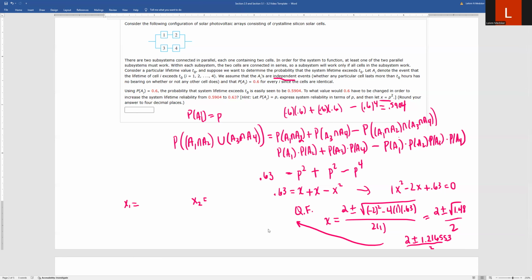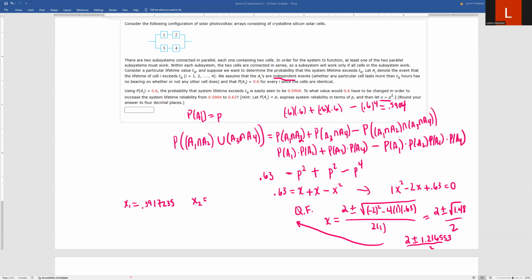So I'm going to use my calculator, and I usually do the minus case first. So 2 minus 1.216553 divided by 2. I'm going to write all of this out because I'm not rounding until the very end. That's 0.3917235. Now I did have to round the quadratic formula part because otherwise that would have gotten a little tedious, but I'm not going to round off to 4 decimal places until the end.